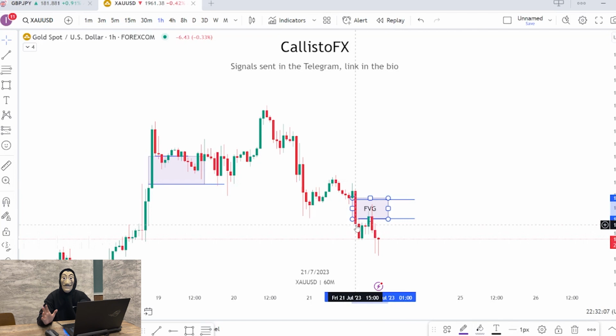This is exactly how you identify your fair value gap, and I hope every single one of you understands how a fair value gap is formed, and the reason behind it. In the next video I'll be going through how to use it in conjunction with structure, because structure and fair value gaps work really well together for you to understand where price can potentially go in the future. So stay tuned for that.